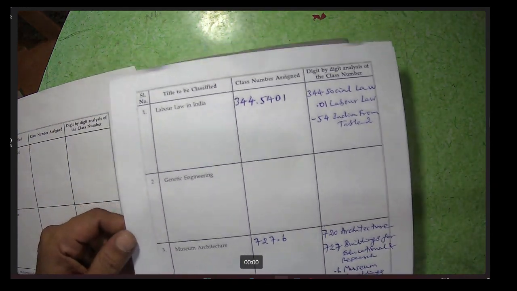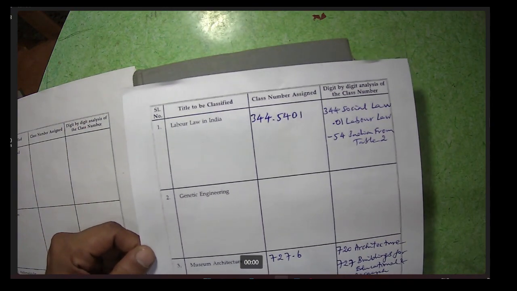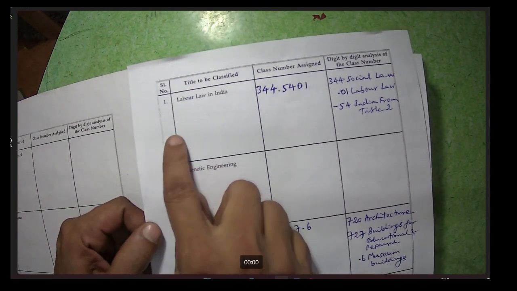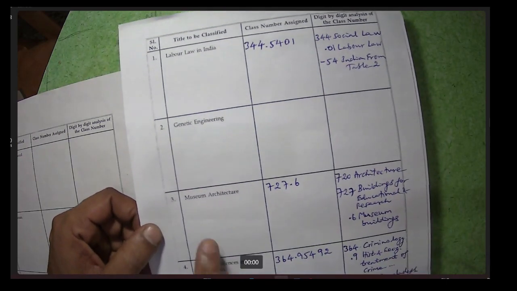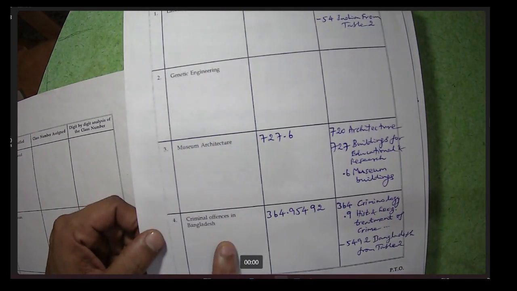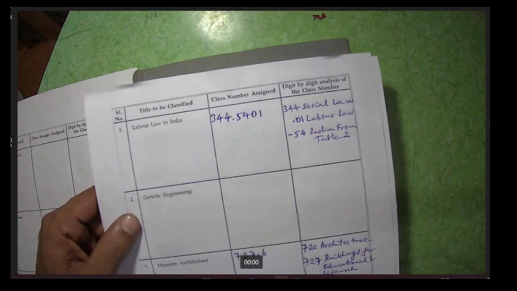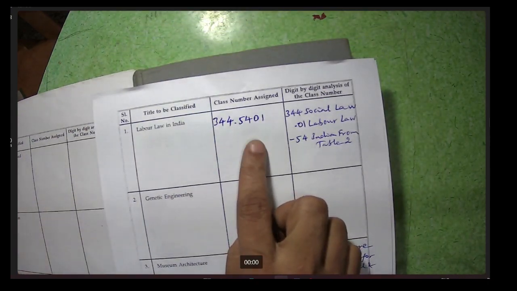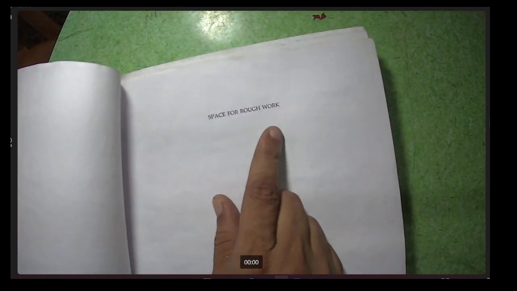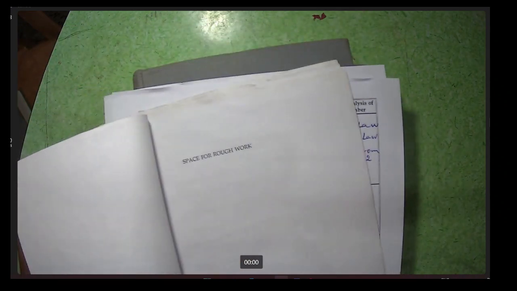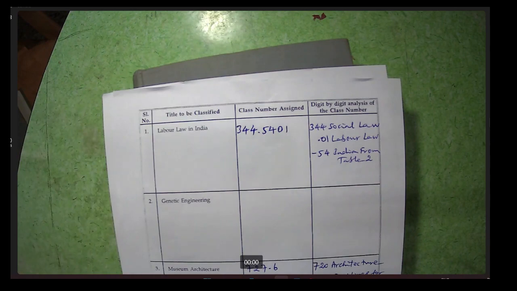So this is the model answer paper I have prepared, and these are all the titles: labor law in India, genetic engineering, museum architecture, criminal offences in Bangladesh, and class number assigned. And another important thing is they will give you one space for rough work also. So at the end of the booklet they will provide you space for rough work also.